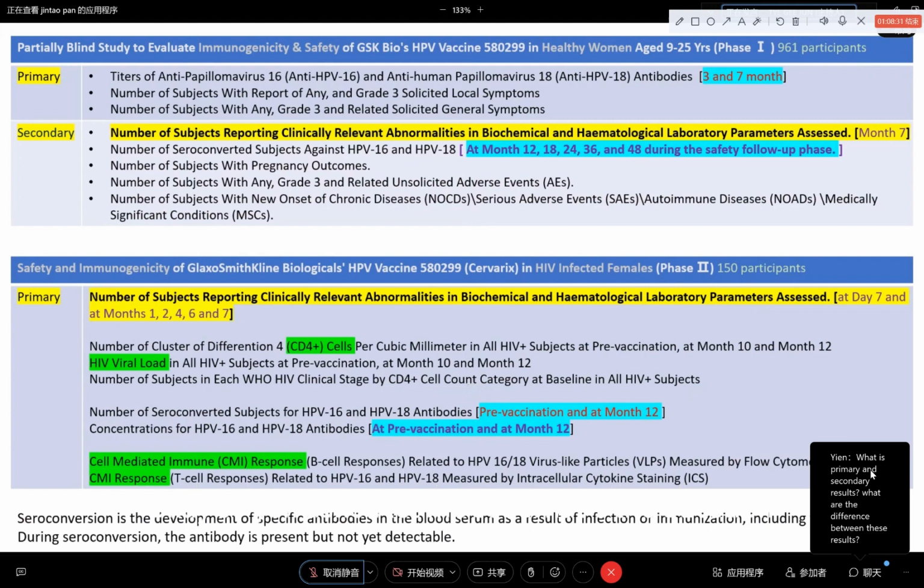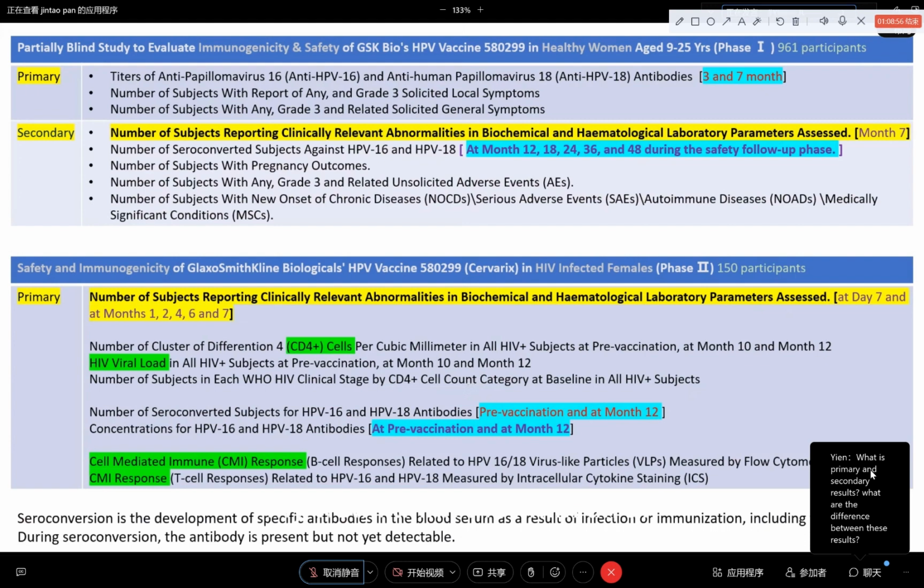So Ian asked, let me see what the question is. What are the primary and secondary results? What is the difference between these two results? Anybody want to answer? If you see in the chat, Ian asked what the primary and secondary results are, and what the difference is between them.